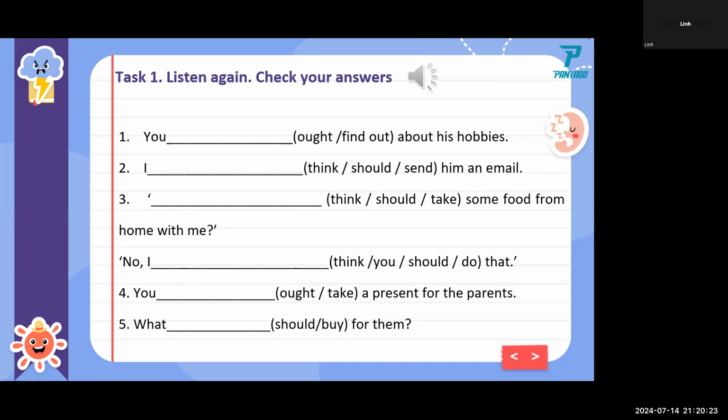Do you think I should take some food from home with me? I'm worried that I'm going to miss it. No, I don't think you should do that. It's easy to buy all kinds of food in the supermarkets in England. What's English food like? It's okay. At school, we had lunch in the canteen every day. The food was quite good.